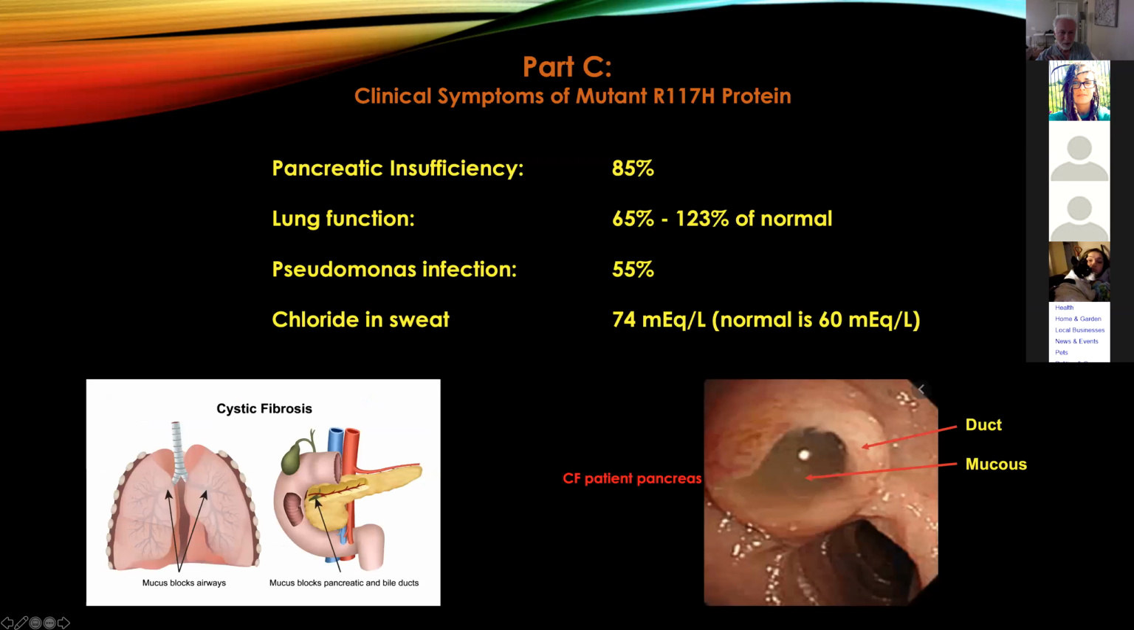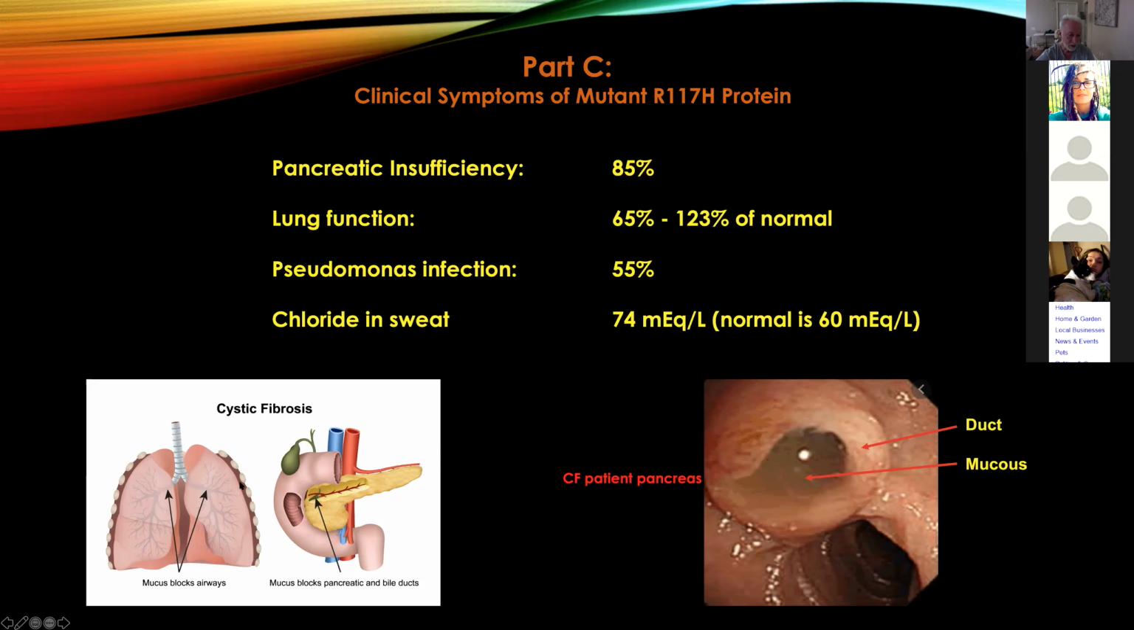Now this is the next part. What are the symptoms of this mutation? Well, pancreatic insufficiency, about 85% of the people who have this mutation have symptoms. Lung function is not affected much at all, from 65 to 123% of normal. About 55% of patients get Pseudomonas infection, and it's likely that the chloride in sweat is elevated a little bit from 60, which is normal, to 74 milliequivalents per liter in a mutant.